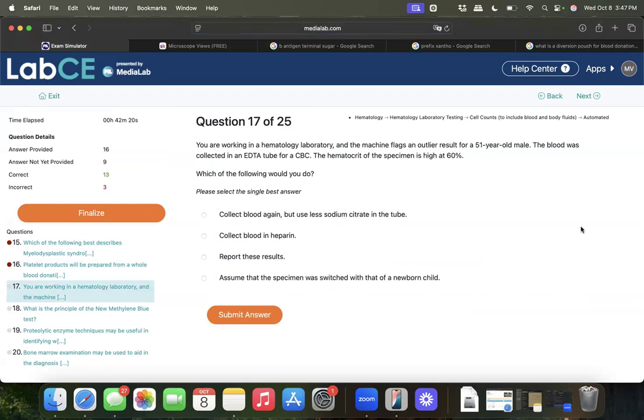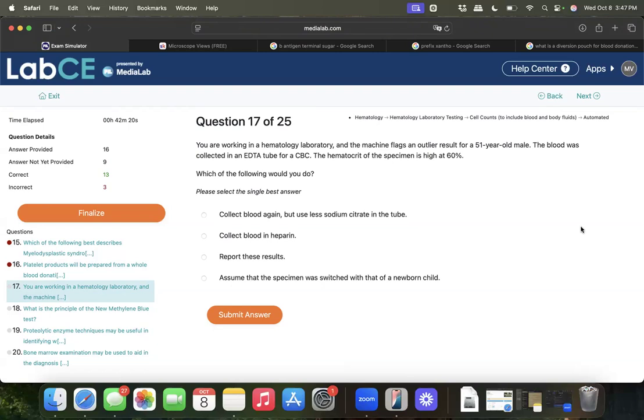You are working in a hematology laboratory, and the machine flags an outlier result for a 51-year-old male. The blood was collected in an EDTA tube for a CBC. The hematocrit of the specimen is high at 60%. Which of the following would you do? A, collect the blood again, but use less sodium citrate in the tube. B, collect the blood in heparin. C, report the results. Or D, assume that the specimen was switched with that of a newborn child.